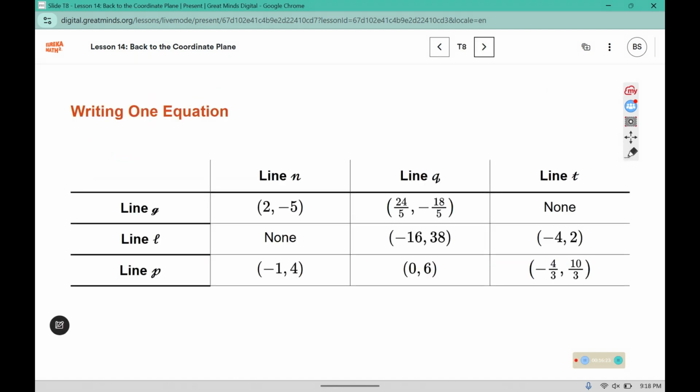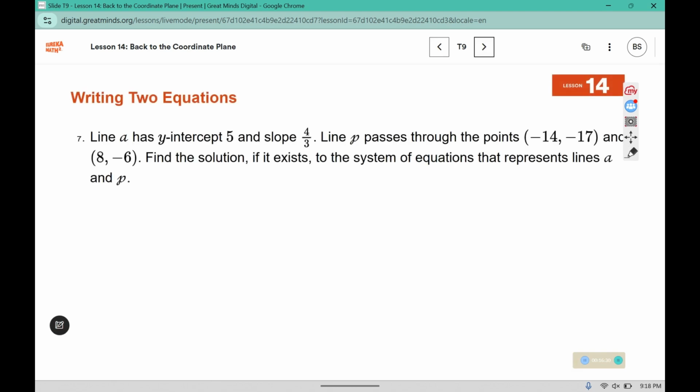There are the possible solutions with the different combinations of lines. Card 7 says line A has a y-intercept of 5 and a slope of 4/3. So let's write the equation for line A, mx plus b. Then line P passes through the points (-14, -17) and (8, -6). Find the solution if it exists.